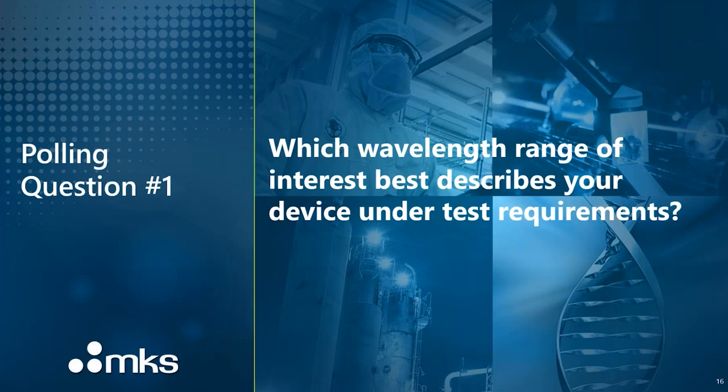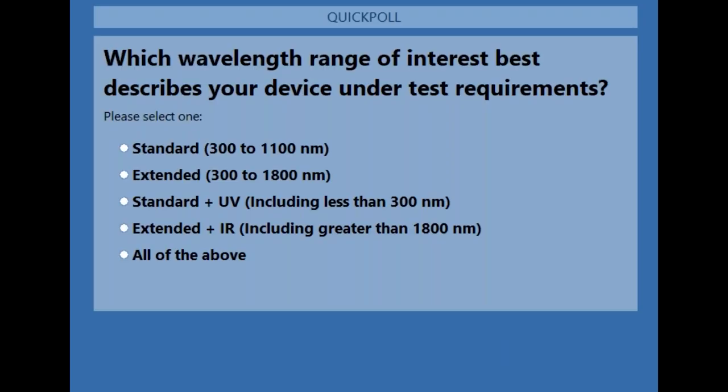All right, so we're going to do a poll now. I'm going to launch that and you should see it show up on your screen. The question is, which wavelength range of interest best describes your device under test requirements? The first option is standard, 300 to 1100 nanometers; extended, 300 to 1800 nanometers; or standard plus UV, including less than 300 nanometers; then extended plus IR, including greater than 1800 nanometers; or all of the above. So I'll give you a few more moments to answer that. See what results are pulling in. All right, get your last answers in and then I'll close it.